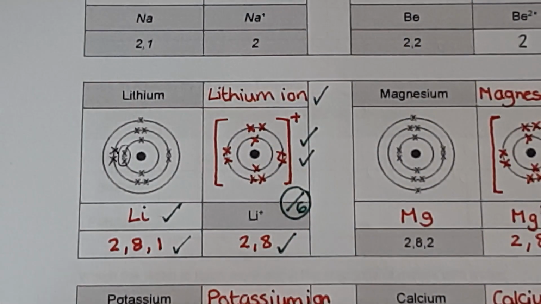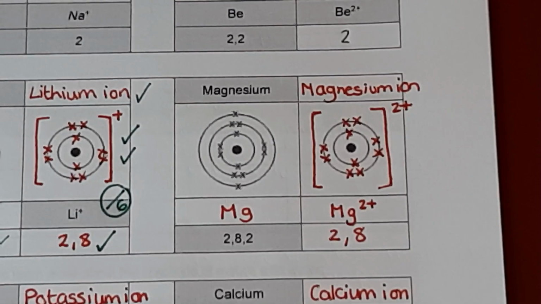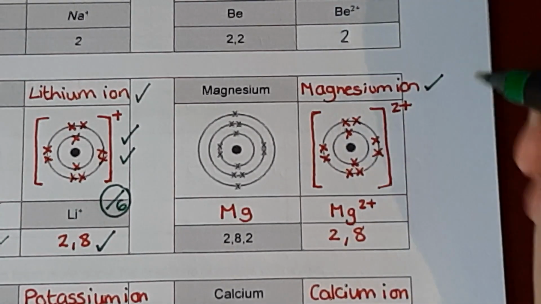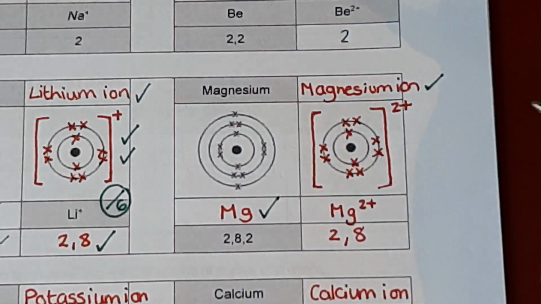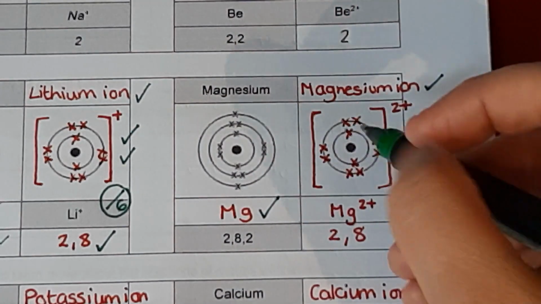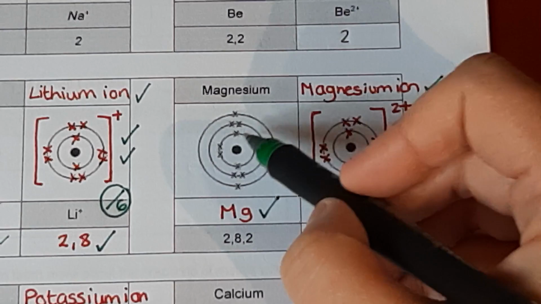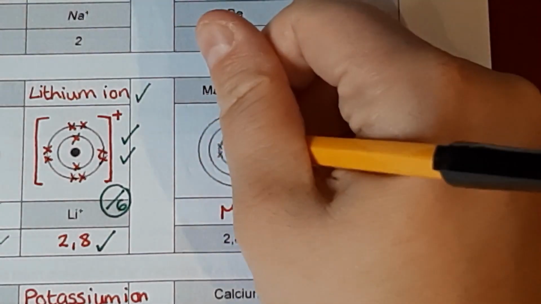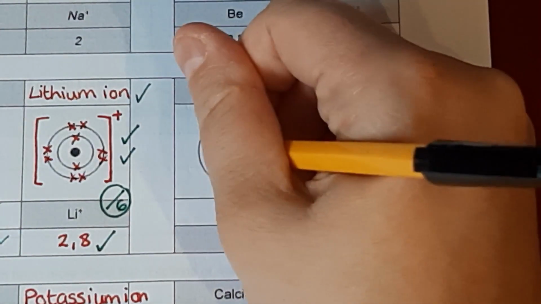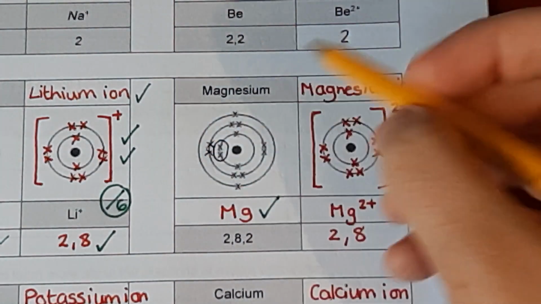So we're going to move on to magnesium. Here we have the magnesium ion. If you've got a mark for that, it's capital M lowercase g. And then it's got 2 electrons in the inner shell, 8 electrons in the next shell. And again, the same mistake has been made here. And then 2 electrons in the outer shell.